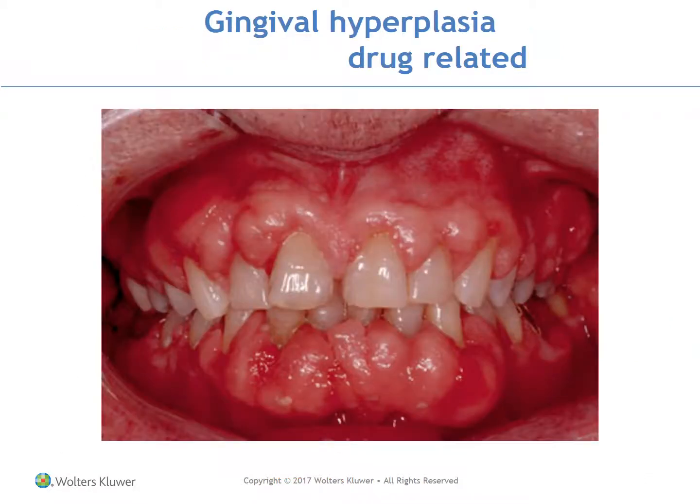All right, so then we have our gingival hyperplasia, and this is often drug-related, and you can see this is just excessive growth of the gingiva, okay? You can see there's really not a lot of plaque in there, but you're going to see some bleeding and some inflammation due to gingivitis also because they can't keep it clean.